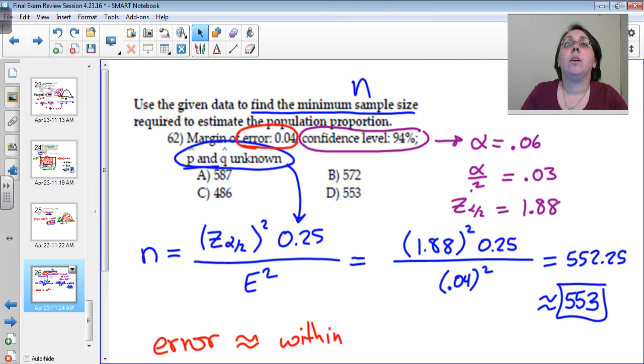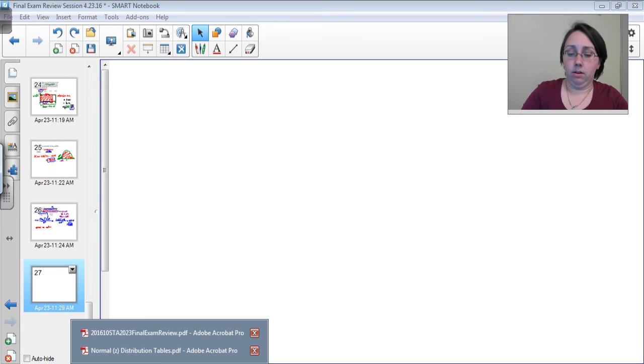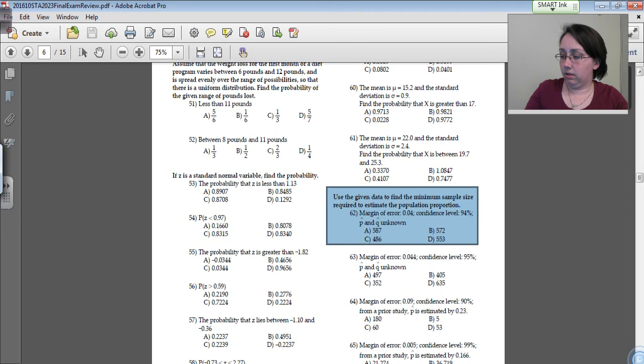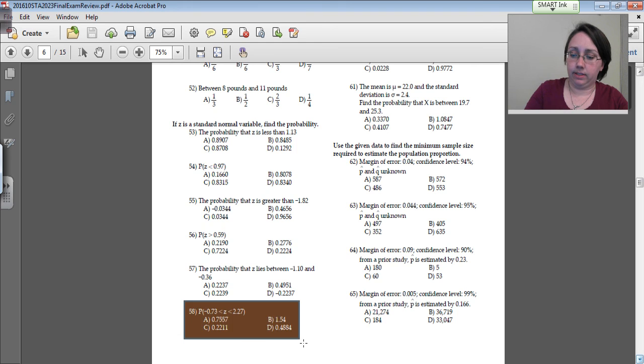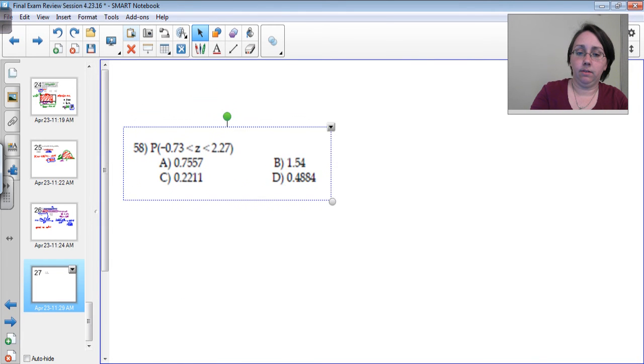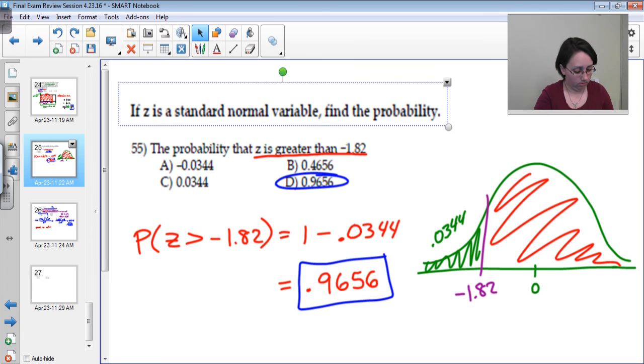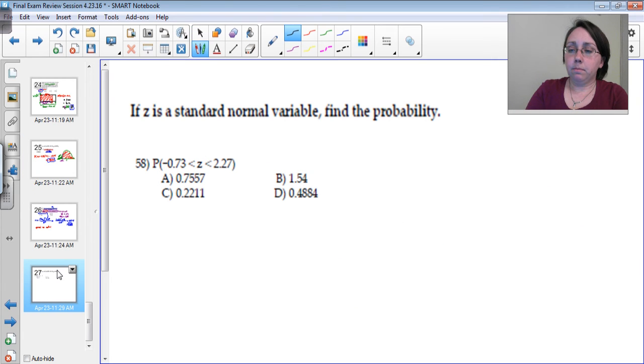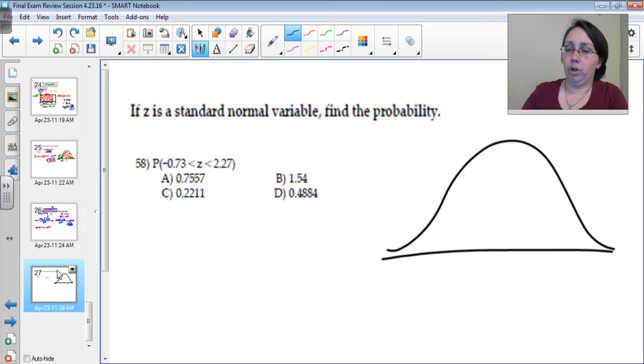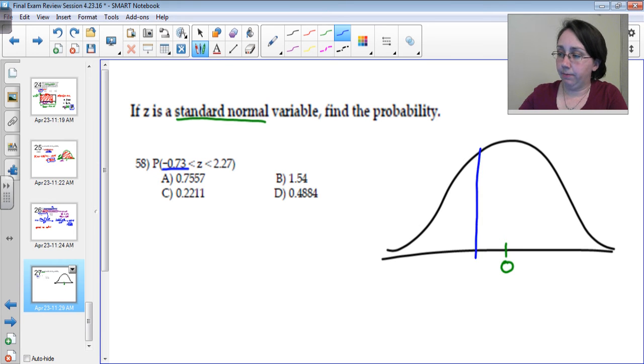Number 58. All right, so again, we have standard normal in the dark letters. Don't forget. So let's draw a bell curve. What do we know because this is standard normal? What's the mean? We're interested in negative 0.73, so that's to the left, and to the right. Notice it's a lot bigger to the right, so I'm going to make it visually go a lot further to the right.